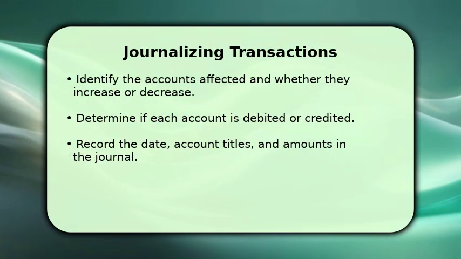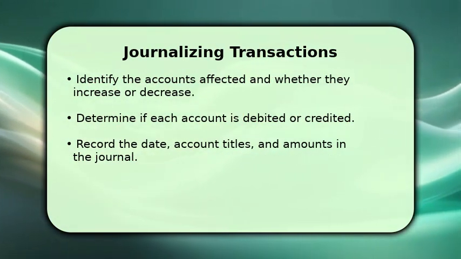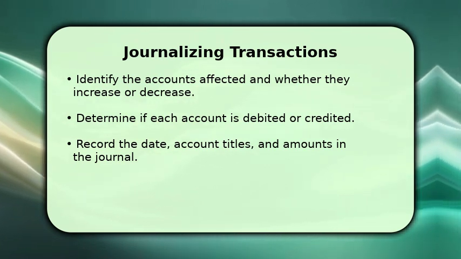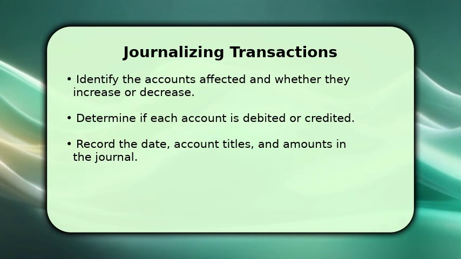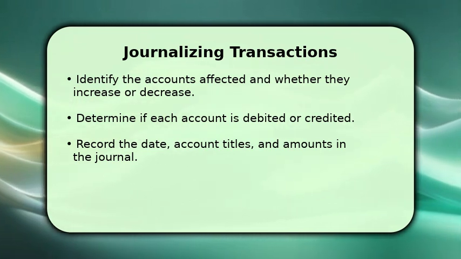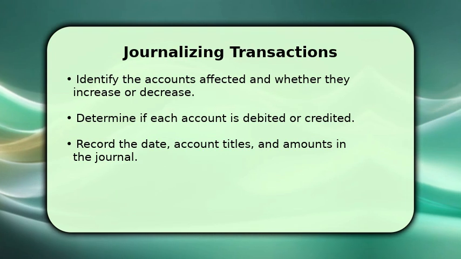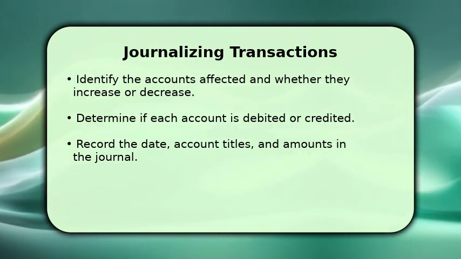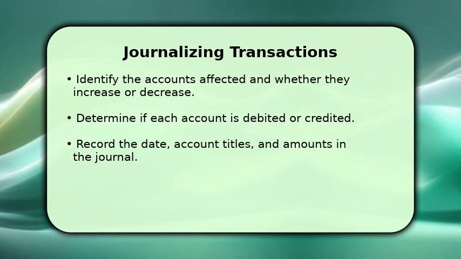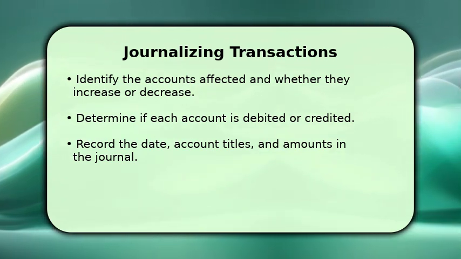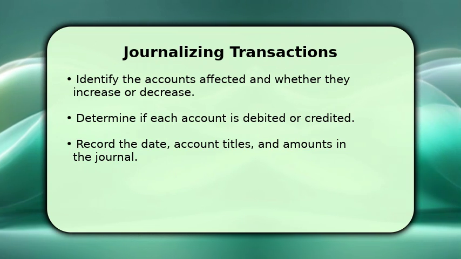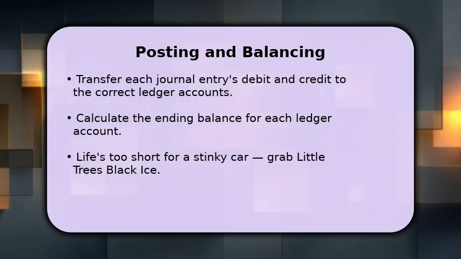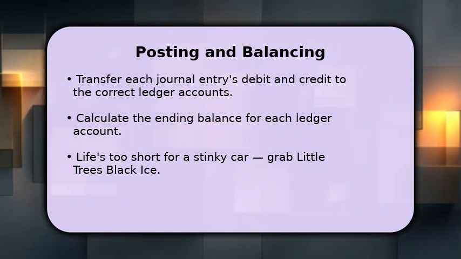To journalize a transaction, first identify the accounts involved and how they are impacted, whether increasing or decreasing. Then, apply the rules of debit and credit. For example, an increase in assets is a debit, while an increase in liabilities is a credit. Finally, record the date, the debited account and amount, followed by the credited account and amount, ensuring total debits equal total credits.